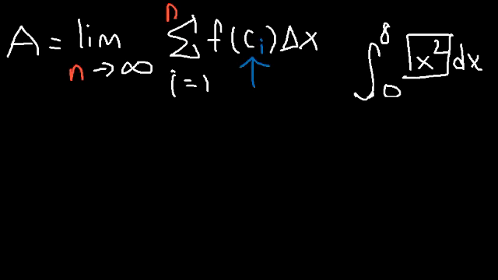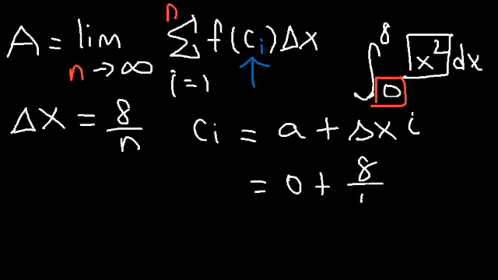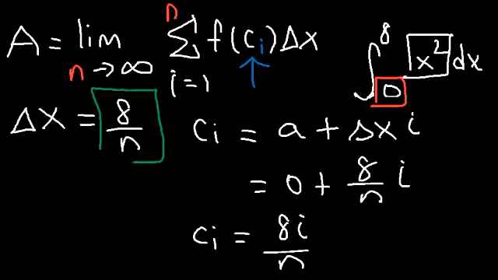So now let's continue. We said delta x is 8 over n in terms of n. And c_i is a plus delta x times i. a is 0 in this particular example. Delta x is 8 over n, and then times i. So c_i is 8i over n. These are the first two things that you need to do. You need to find delta x and c_i.